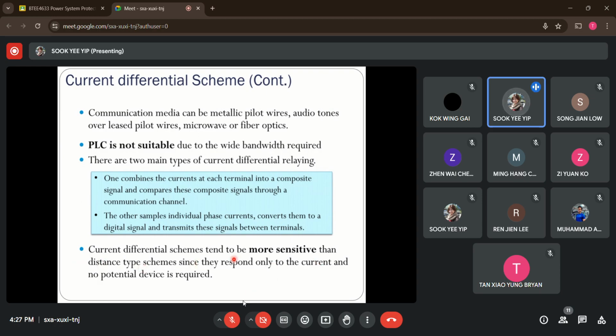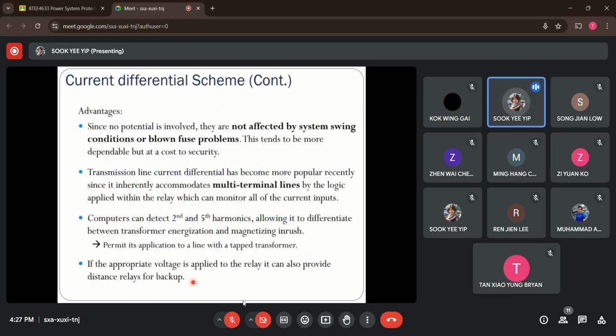Why? Because it only responds based on measured current values. No voltage device is needed for its applications. All right, so now moving on, let's see what the advantages of using a differential protection scheme as pilot protection are. Of course, no voltage is needed for its operation.